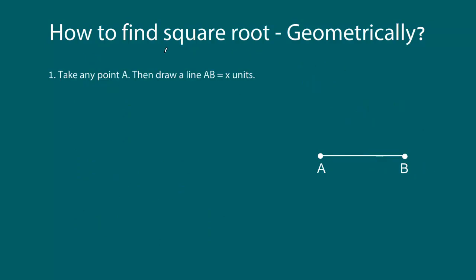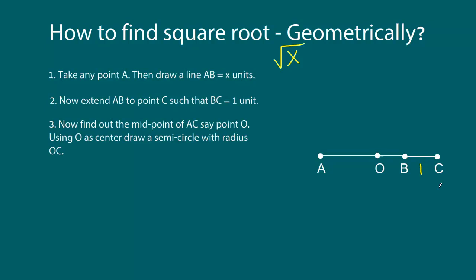Say we want to find out square root of any real number x. So first we draw the line AB such that AB is x units. Next, we extend the line AB to a point C such that BC, this length, is 1 unit. After that, we take midpoint of the entire line AC and call it O. Then taking O as center and OC or OA as radius, we draw a semicircle. Our semicircle looks something like this.